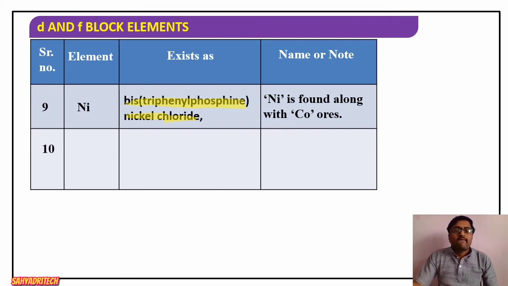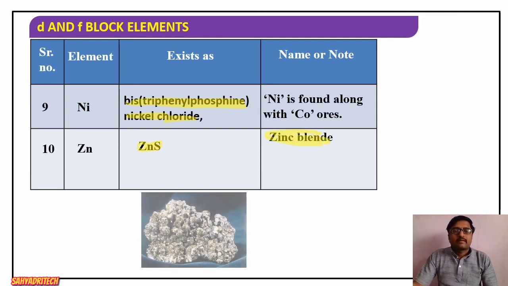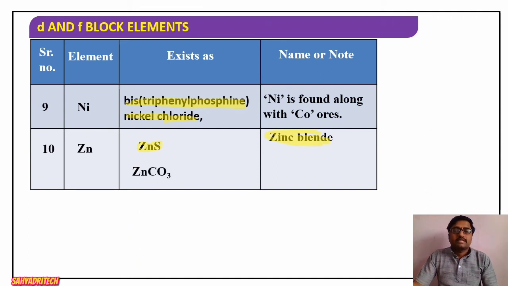Then next, zinc, Zn. Zinc is ZnS, commonly called zinc blende. Zinc exists as its sulfide, ZnS, so it is called zinc blende. How does it look? This is a diagram of zinc blende.